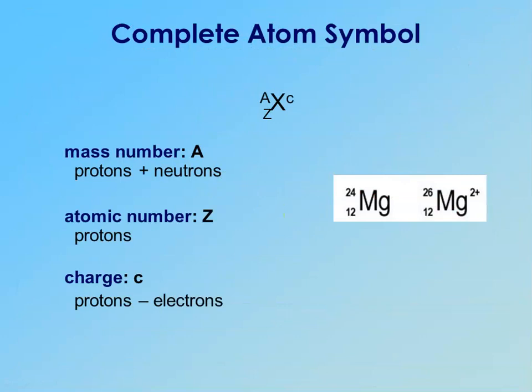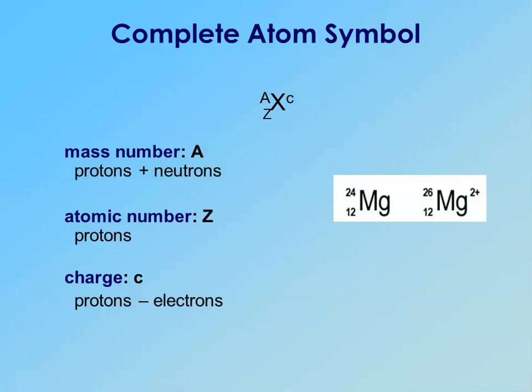So this says it's a complete atom symbol. This also is not just going to apply to atoms, it applies to ions as well. And you see that in the example I have for you on the page. If you look at this, you will see that there's always going to be numbers in certain locations around the element symbol. That's the X.